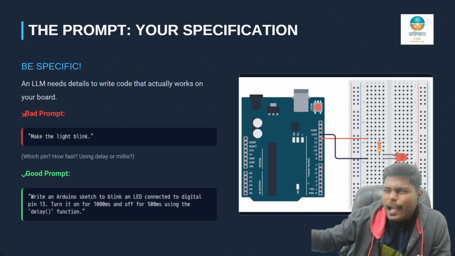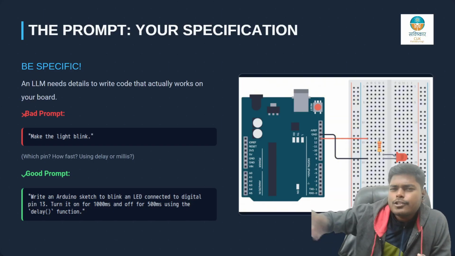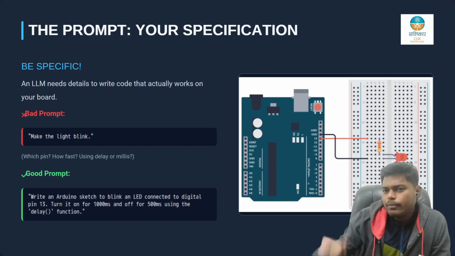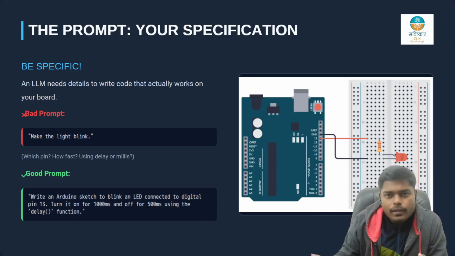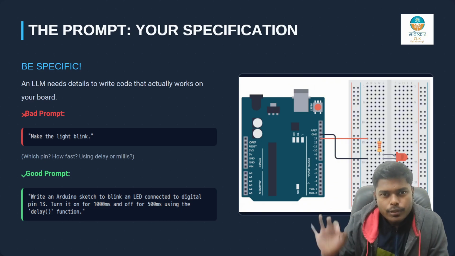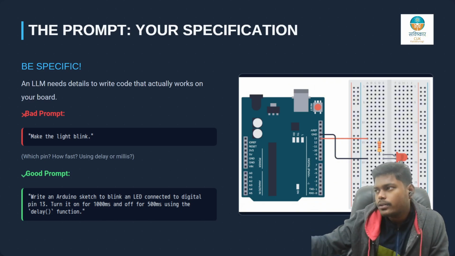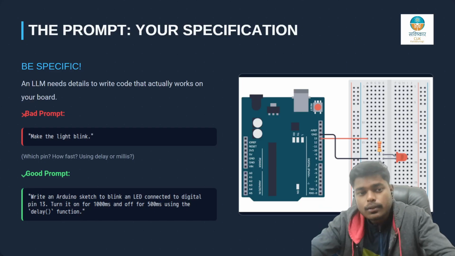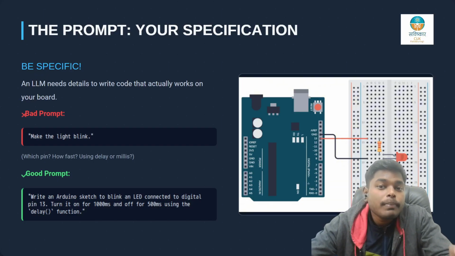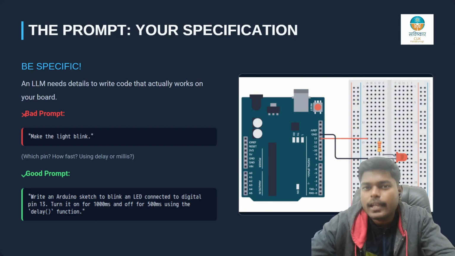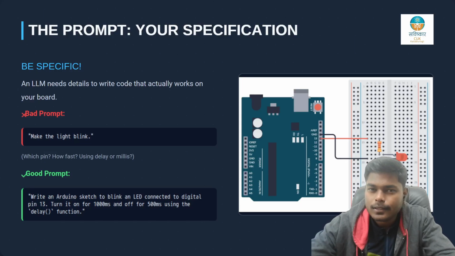No. Why? Because you haven't specified which type of food you want to eat. Whether you want heavy food like biryani, fried rice, or something like that, or you just need some snacks. So you need to be specific about what you want. That's what it means: you have to be specific when you are prompting, when you are giving the instruction to the AI tools in order to generate the code.